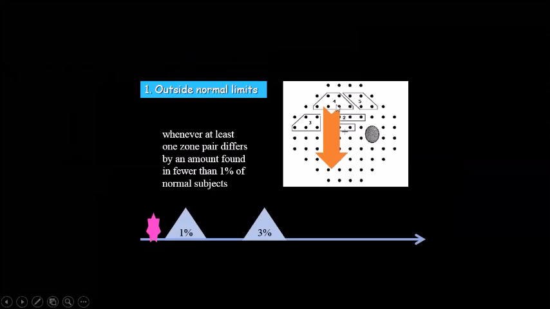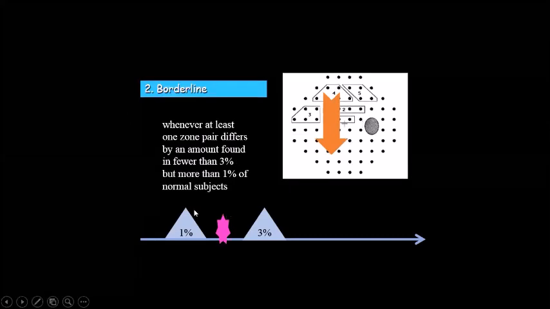If one of these zones, the difference between the upper and down, occurs in less than 1% of the population, you get this outside normal limit. So any of these 5 zones compared up and down, if one of them is outside, if it occurs in less than 1% of the population, you have this printout, outside normal limit. If this difference is between 1 to 3% in this zone, it's called borderline field.